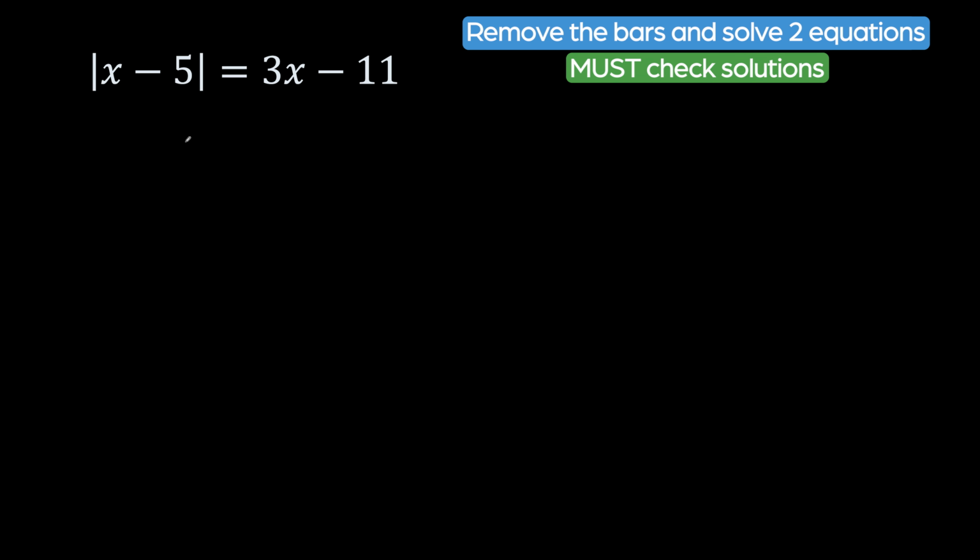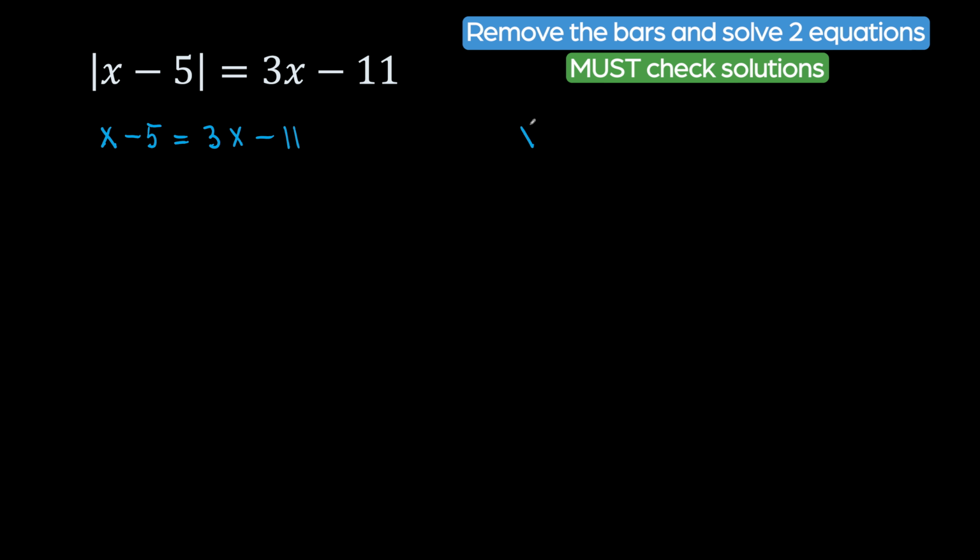Let's solve this equation with an absolute value. The absolute value is isolated and is equal to some expression with x in it. So to solve this equation, remove the absolute value bars and set up two equations. x minus 5 is equal to 3x minus 11.